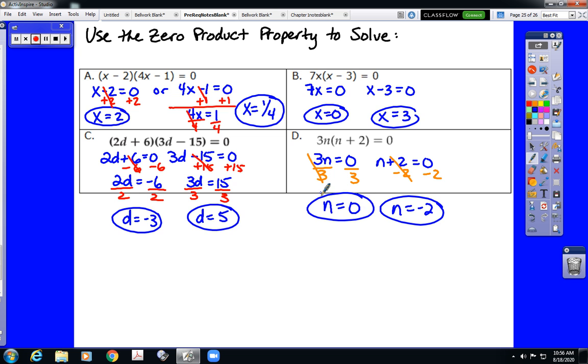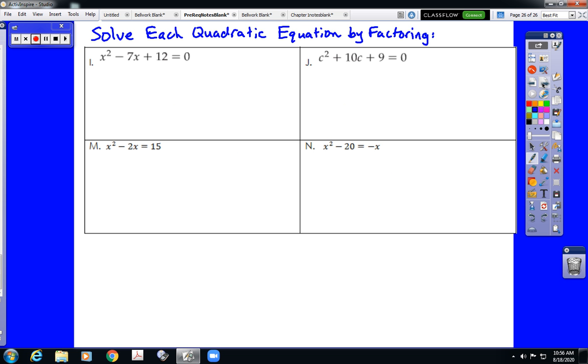So now we're going to put it all together. We're going to talk about solving by factoring. Here are 4 examples of quadratic equations that we're going to solve by factoring. What we're going to do here, first step, is to make sure that it is equal to 0, which in I and J is not a problem. It is already equal to 0. But on the other two, we're going to have to rearrange a little bit.